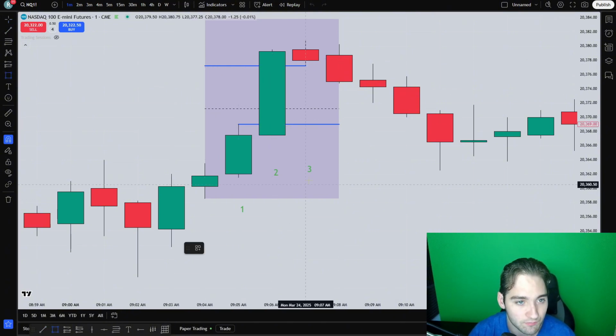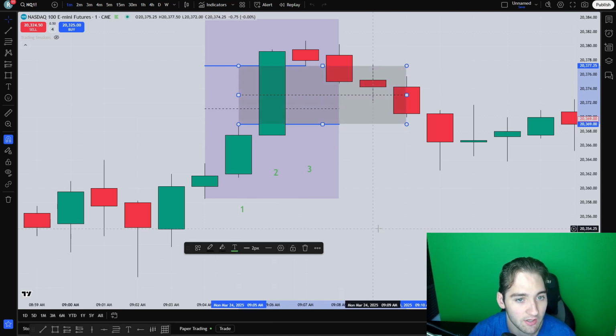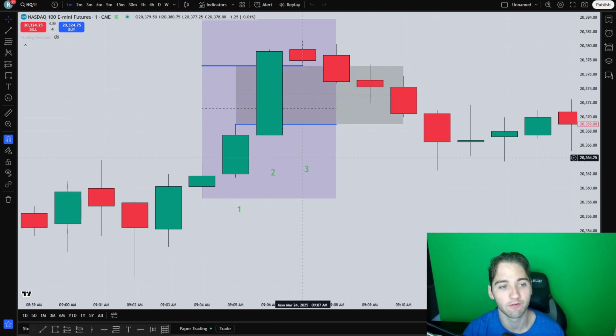So what is this area called? I'm going to go from the low of the first candle to the high with my box tool. With my box tool right here, I'm going to highlight this area. Let me change the color. Okay, this is called a fair value gap.